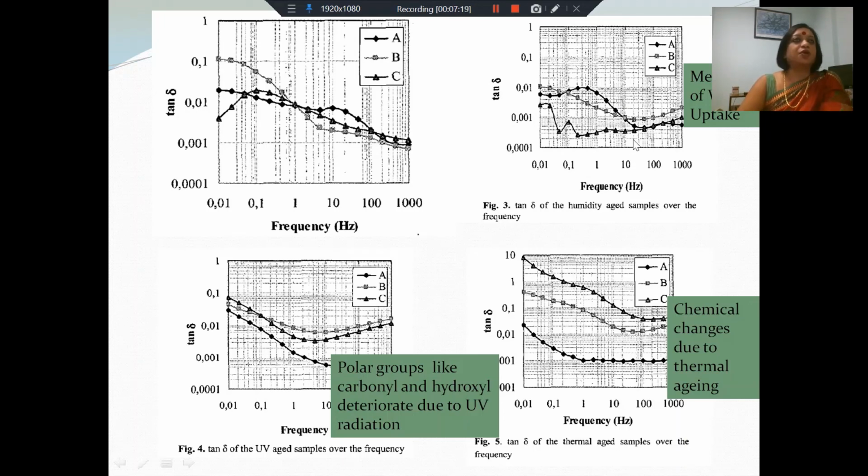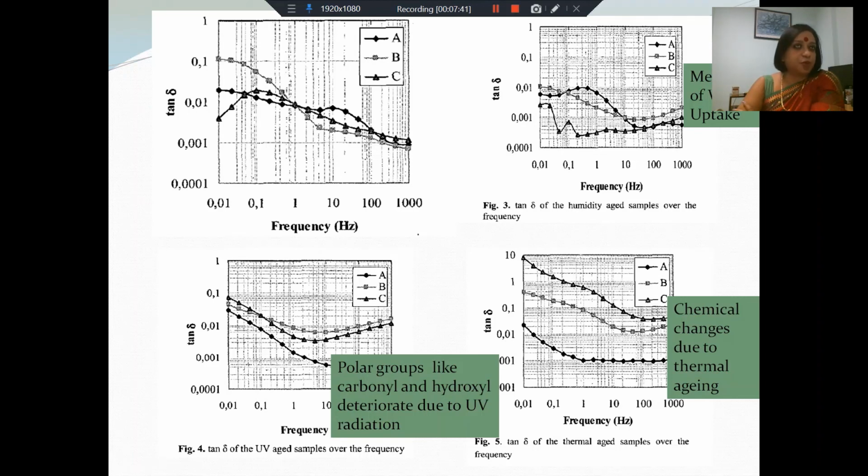Of course, from here you can also figure out how much degradation has taken place, what chemical changes humidity has caused in the material. I will not go into the details of how to figure that out. That is a long procedure, but it can be done. Similarly, in this case, the tan delta curves have changed because of thermal aging.